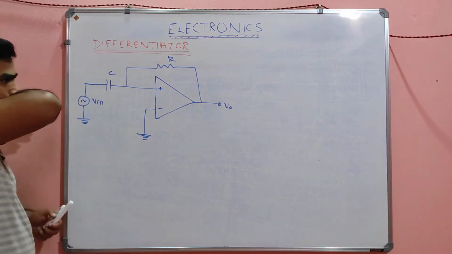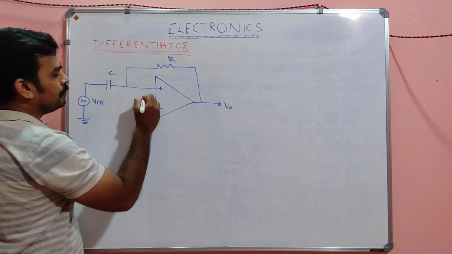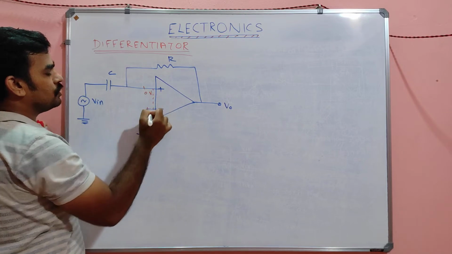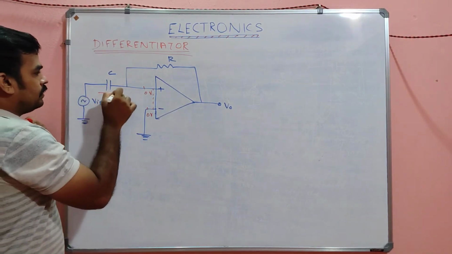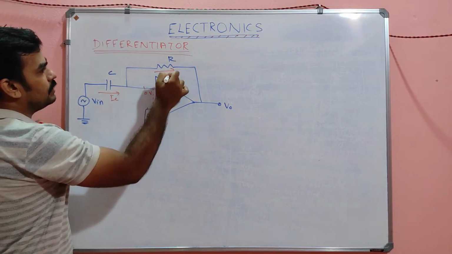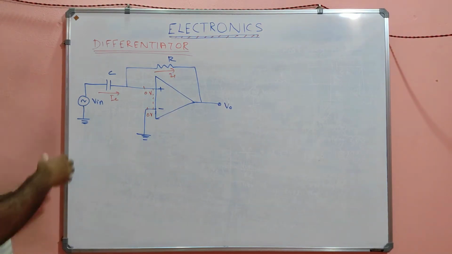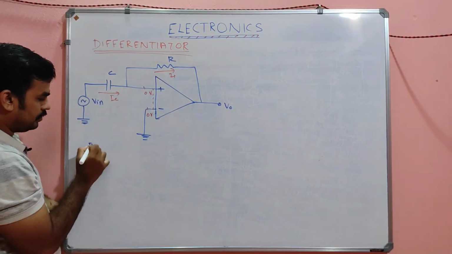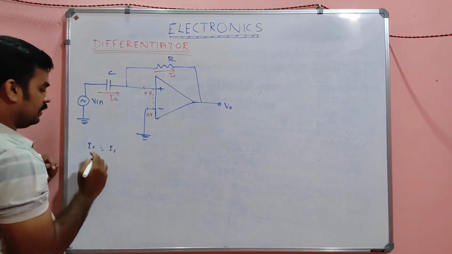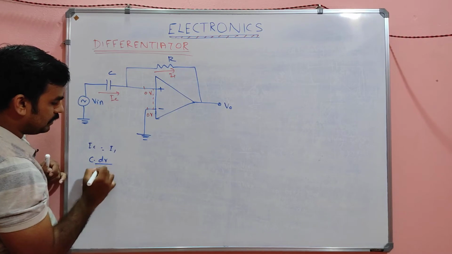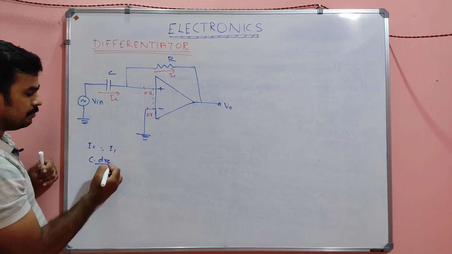Again the same concept we are using here. Suppose here it is 0 volt, then here also 0 volt due to the virtual short or virtual ground property that I already explained. Let the current here be IC and let the current here be I1. Due to the virtual ground property, IC will be the same as I1. So what is this IC, my dear? IC is nothing but C into d by dt of VC.